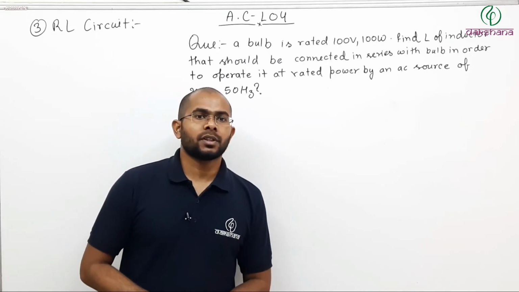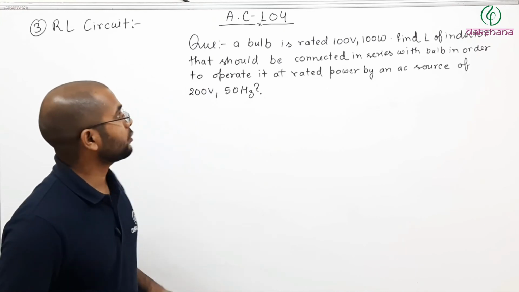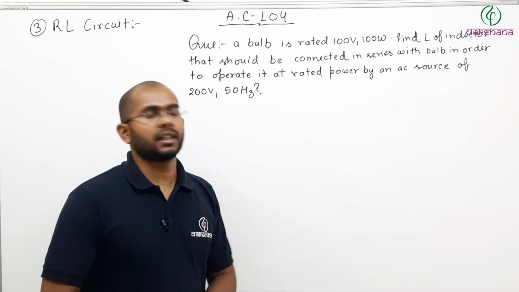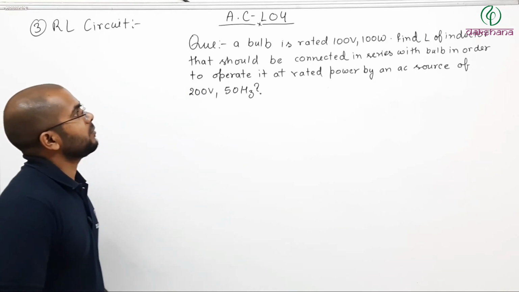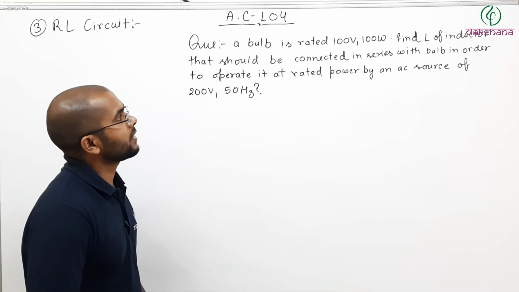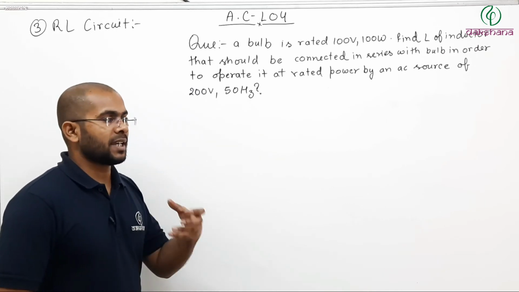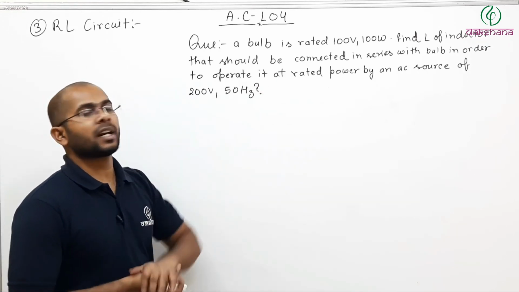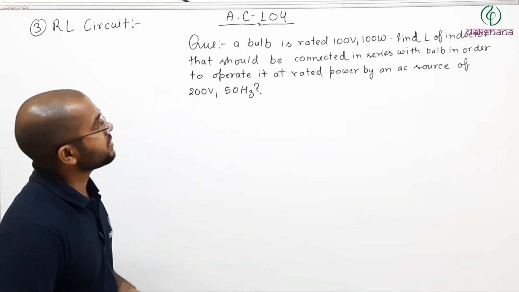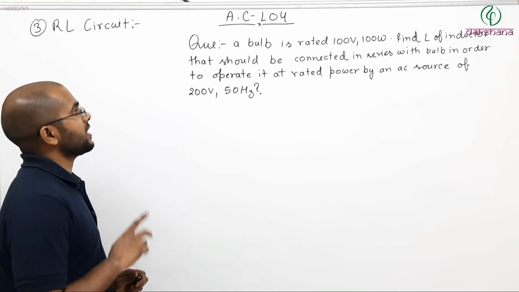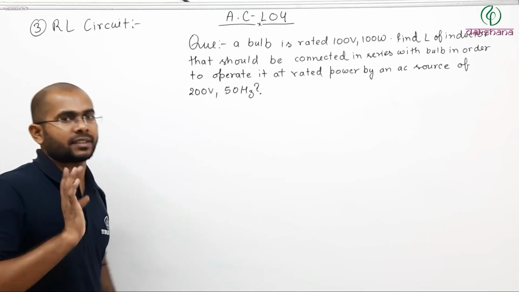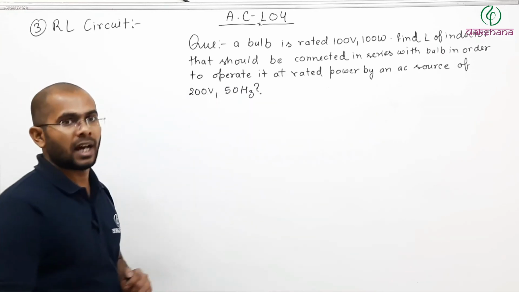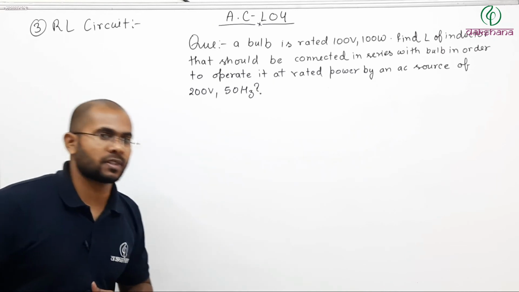Let us solve another question based on your RL circuit. And in this question, we will try to understand what is the use of an RL circuit, why an inductor is needed. Now the question given is, a bulb is rated 100 volt and 100 watts. Meaning if you supply 100 volt EMF across the bulb, then it will deliver 100 watt power. Find the inductance of an inductor that should be connected in series with the bulb in order to operate it at rated power by an AC source of 200 volt RMS voltage and 50 Hertz frequency.